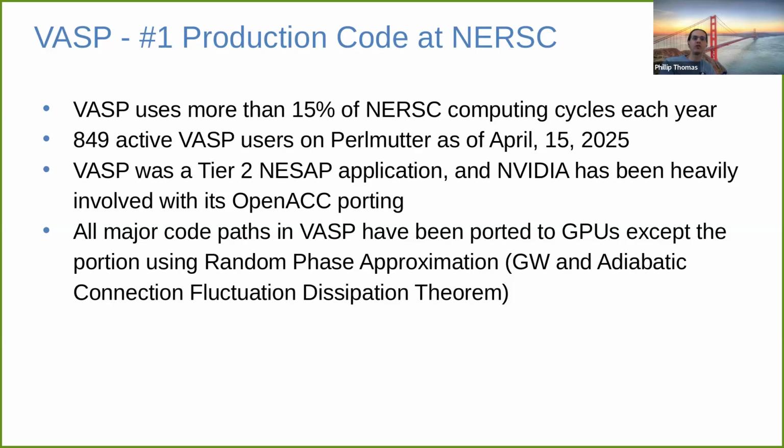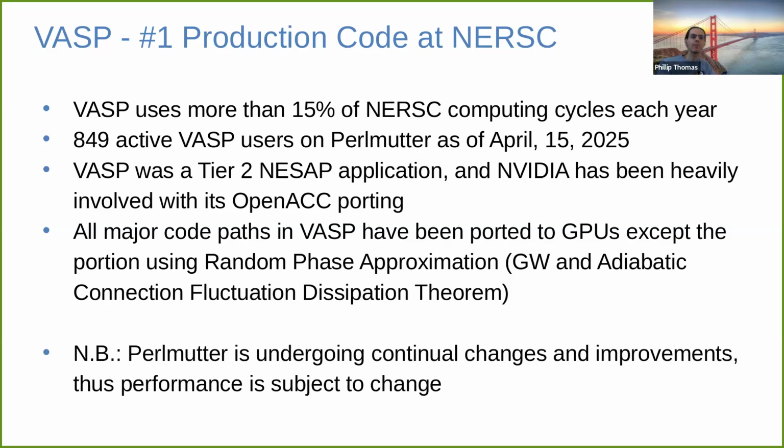And we'll also mention that all the major paths are in GPUs except for things involving random phase approximation, such as GW calculation and adiabatic connection fluctuation dissipation theorem jobs. One more thing to mention is that we are regularly updating the software environment of Perlmutter. And so the performance that you get for an individual job can change from maintenance to maintenance.